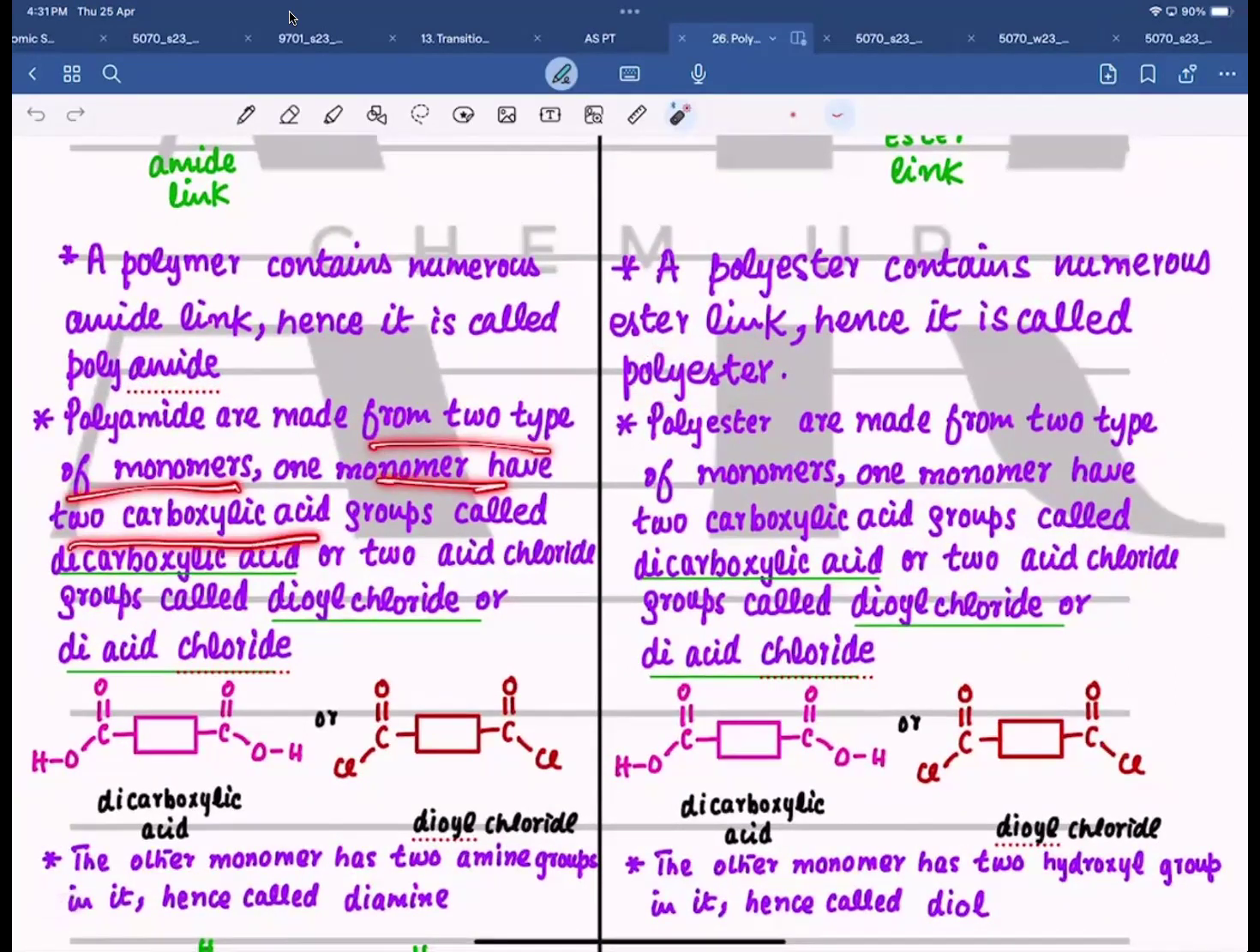One monomer has two carboxylic acid groups, and we call it dicarboxylic acid. Or instead of dicarboxylic acid, we have two acid chlorides like this. This is the structure which we will not show. Instead of that structure, we use the box. And in that structure, we have two carboxylic acids. Or instead of this, we can use this one as well, which we call diacid chloride, where there are C double bond OCl groups in it. Is this understandable?